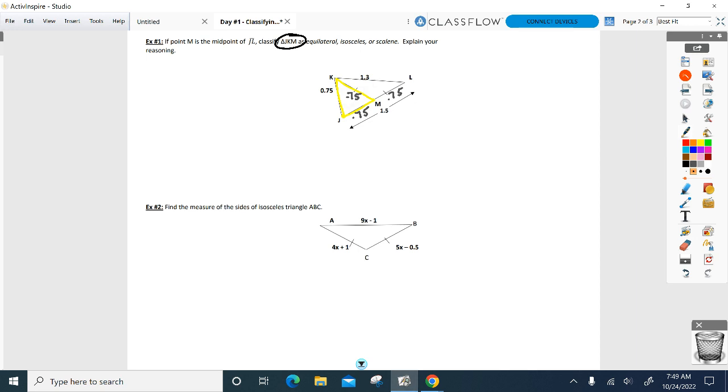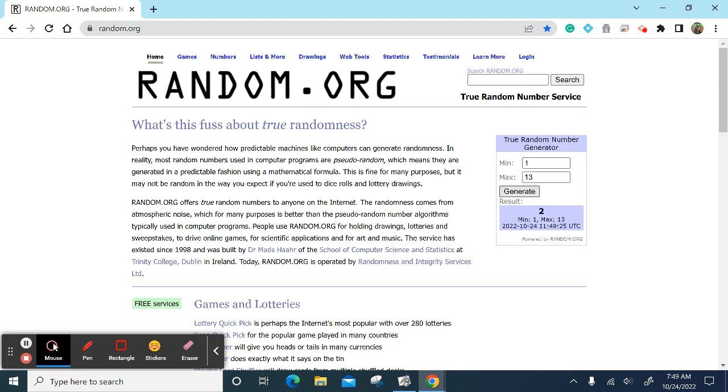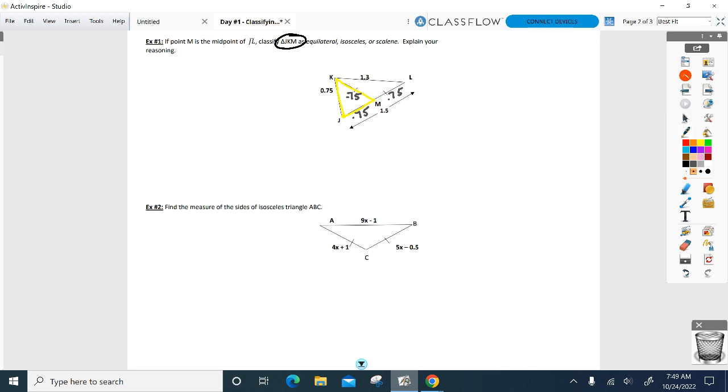All right, now look at JKM. Look at all three sides. This has to be what type of triangle? Equilateral. Why? Because all three sides are congruent. There we go. So here we go, everyone. Start using the notation too, please. Triangle JKM is equilateral because all three sides are congruent.